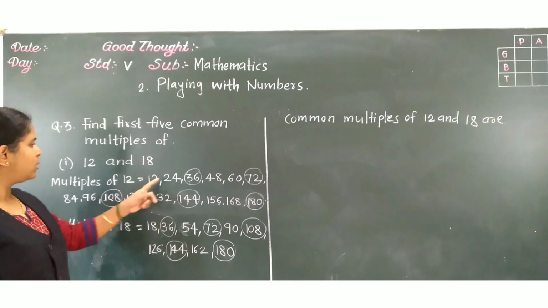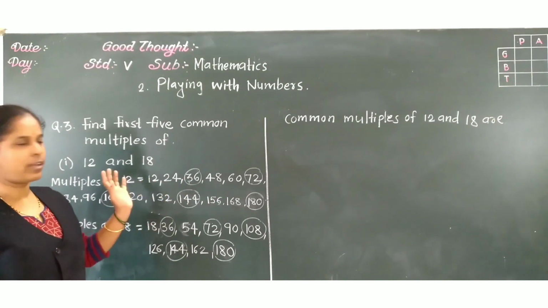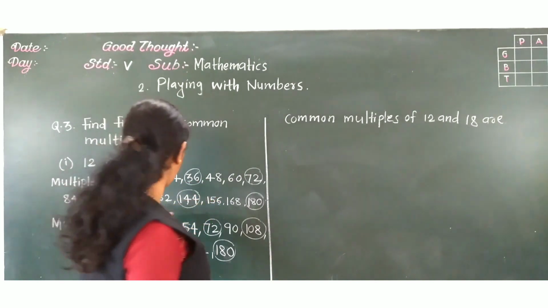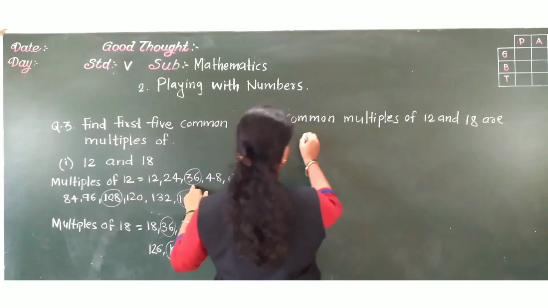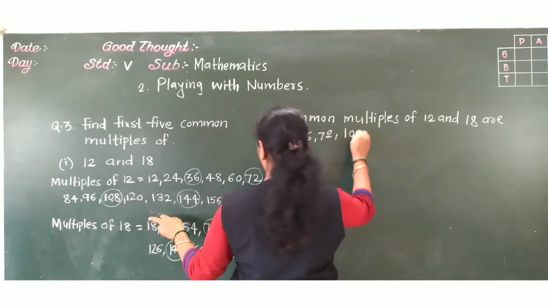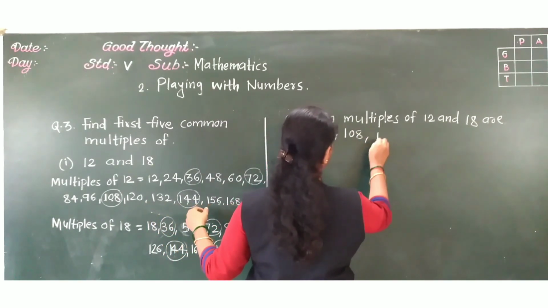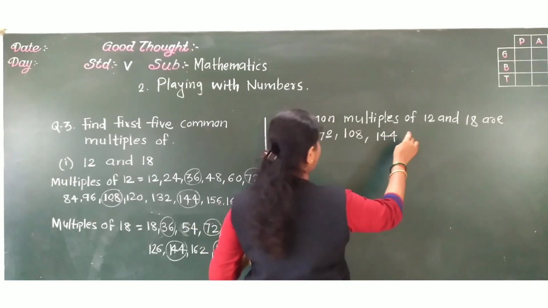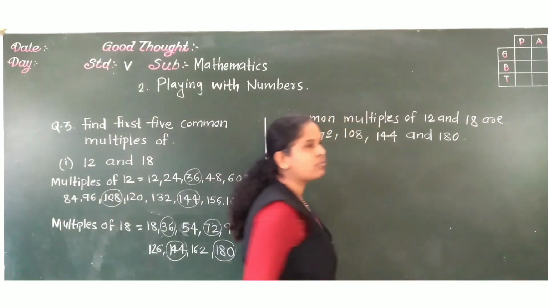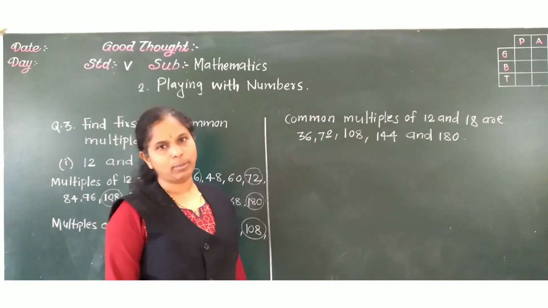See how many are there? Total 1 2 3 4 5. Got it? So common multiples of 12 and 18 are 36, 72, 108, 144 and 180. In this way we have to find out the common multiples.